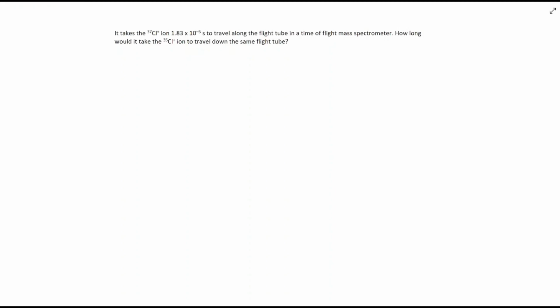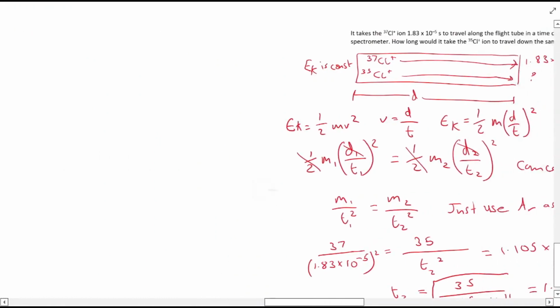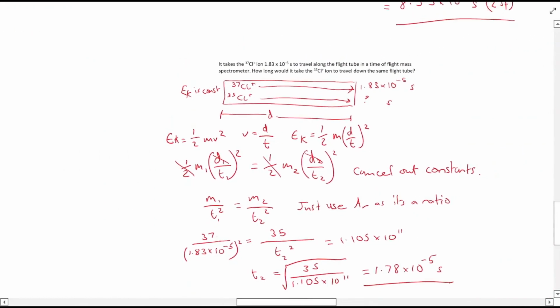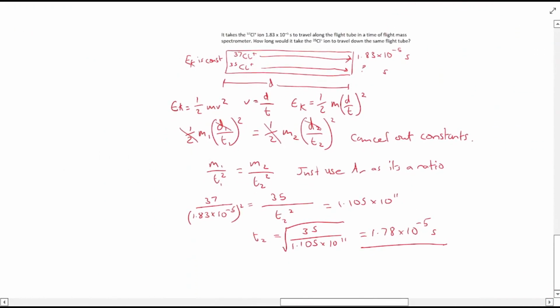Now, you've been working on this and hopefully you've got a time, okay? Hopefully your time is quite close to 1.83 times 10 to the minus 5 seconds. Let's see if you agree with me. Here's my working. Okay, again, pause the video and check. I followed the same method as before, and I came out with 1.78 times 10 to the minus 5. I wonder if you agree with me.